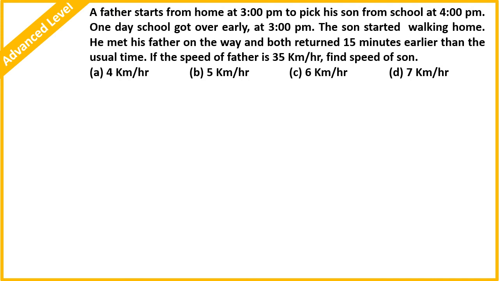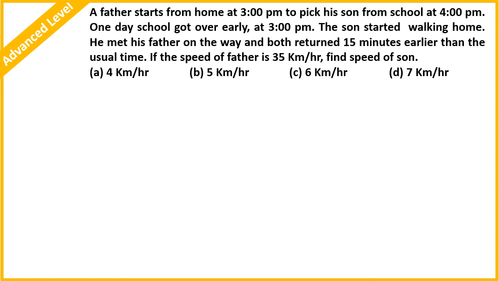Now let's have a look at one advanced level question. A father starts from home at 3 p.m. to pick his son from school at 4 p.m. One day, school got over early at 3 p.m. The son started walking home. He met his father on the way and both returned 15 minutes earlier than the usual time. If the speed of the father is 35 km per hour, find the speed of the son.